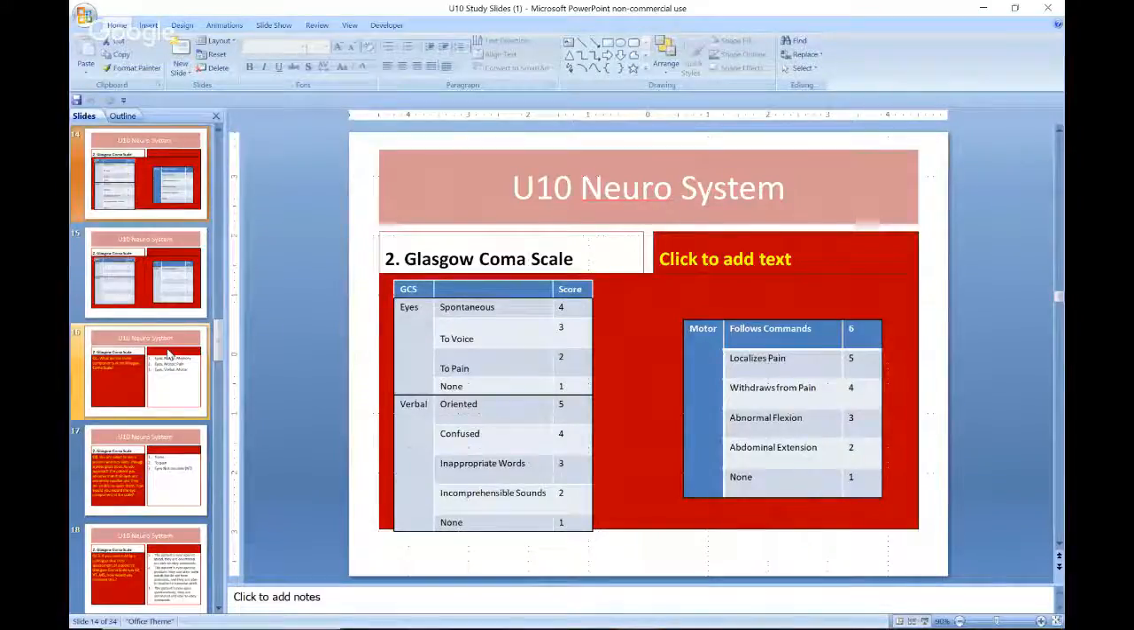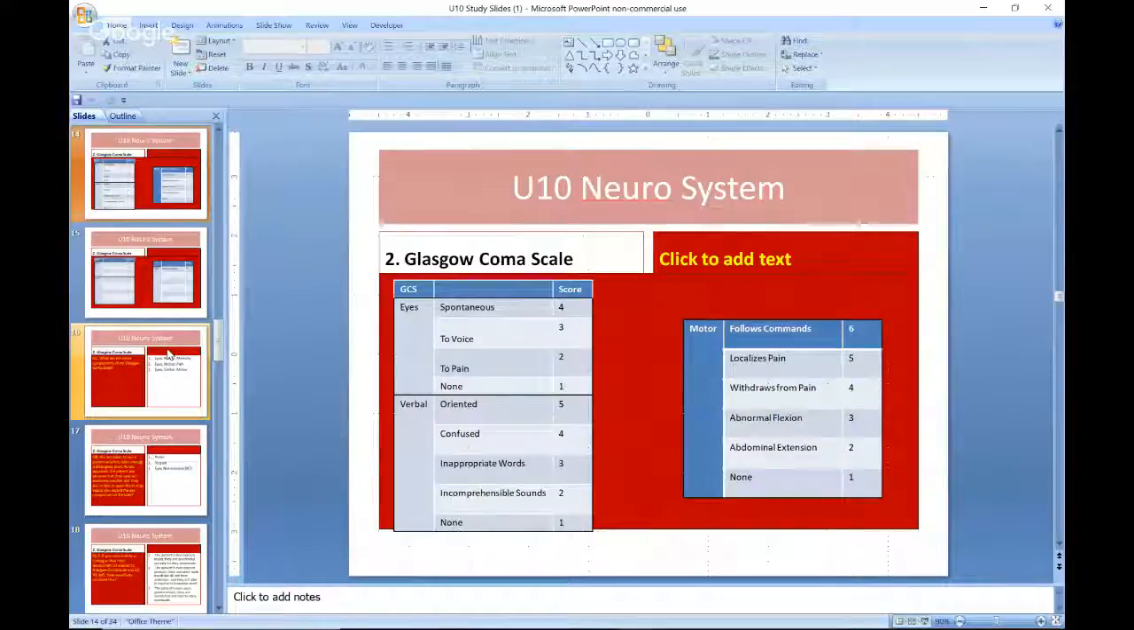What are the 3 areas of the Glasgow Coma Scale? What are the 3 areas of the body that we assess? Okay, motor and verbal and eye? Eyes, verbal, motor. Yep. So how many different levels are there in eyes, Ashley? 4. Okay, 4. How many different levels are there in verbal, Zakia?